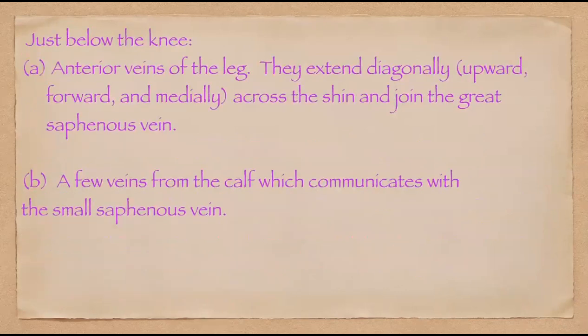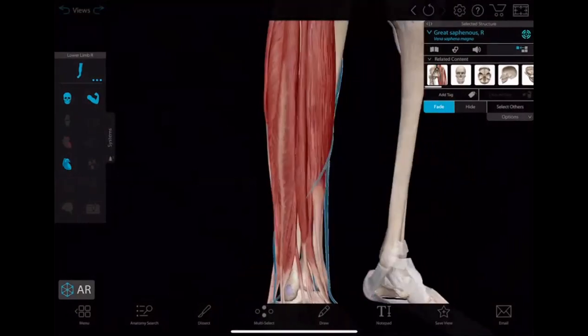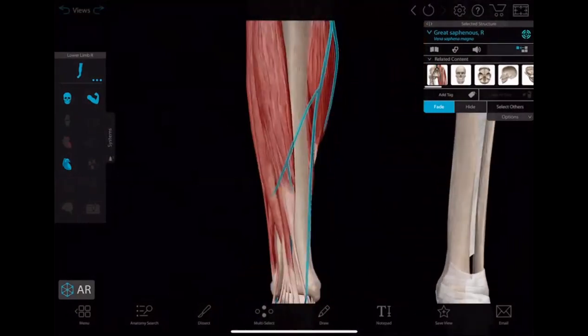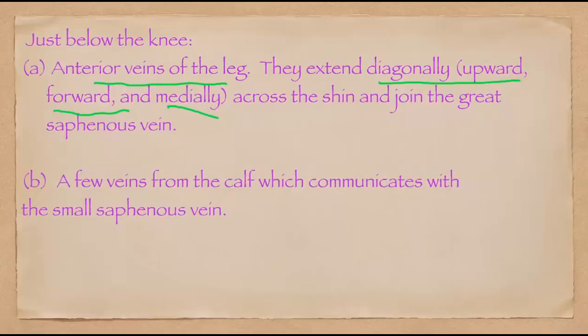And below the knee, anterior veins of the leg, they extend diagonally, upward, forward, and medially across the shin and join the great saphenous vein. Right? You see? Upward, forward, and medially. Okay, this is the one you are watching, the anterior tributary. Right? This one is the anterior tributary. Okay, emptying into the great saphenous vein. Right? Anterior veins of the leg, and below the knee, a few veins from the calf which communicates with the small saphenous vein.